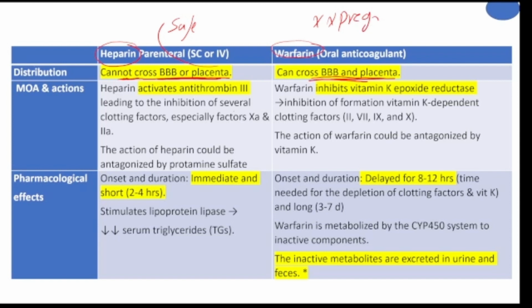Mechanism of action, we discussed that. Heparin binds to antithrombin and accelerates its action. Warfarin inhibits vitamin K reductase, inhibiting several factors. Pharmacological action: heparin starts working in 2 to 4 hours, and when you talk about warfarin, it needs 8 to 12 hours to start working.